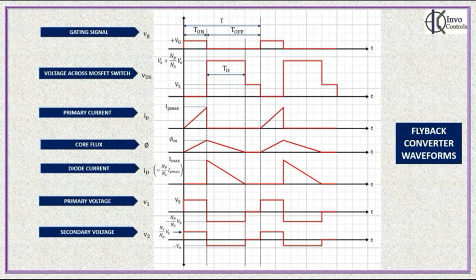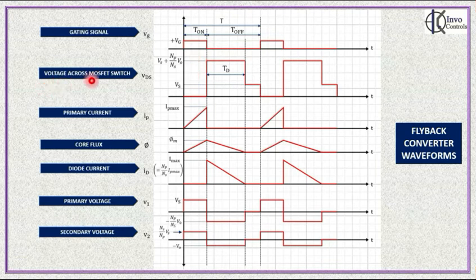You may pause your video for a moment to study the waveforms. Right. Now let's have a look at these waveforms. During the interval T on, as you can see, the gating signal is at a level Vg. Hence, the MOSFET is on.